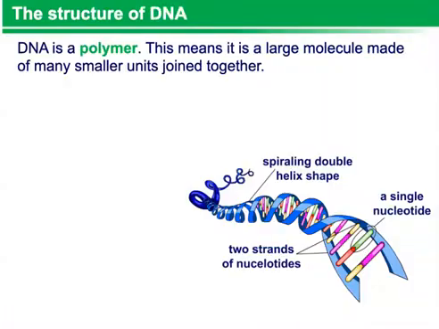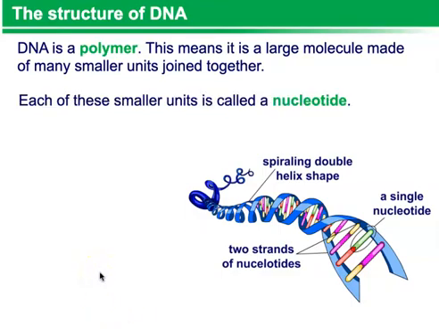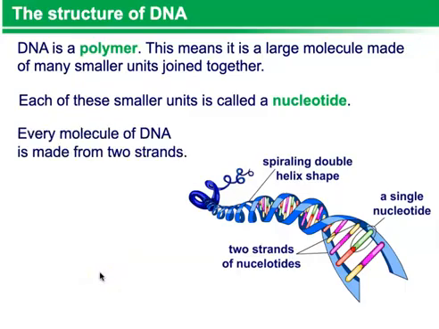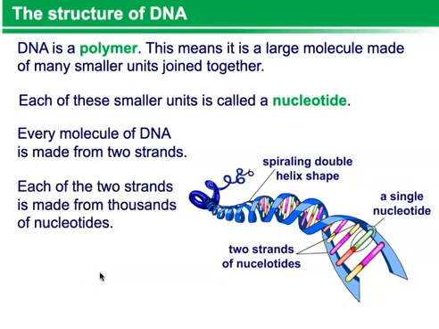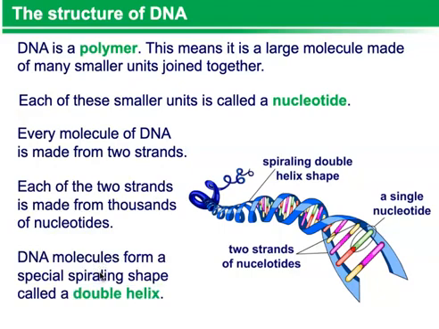The structure of DNA. DNA is a polymer. This means it is a large molecule made of many smaller units joined together. Each of these smaller units is called a nucleotide. Every molecule of DNA is made from 2 strands. Each of the 2 strands is made from thousands of nucleotides. DNA molecules form a special spiral shape that we call a double helix.